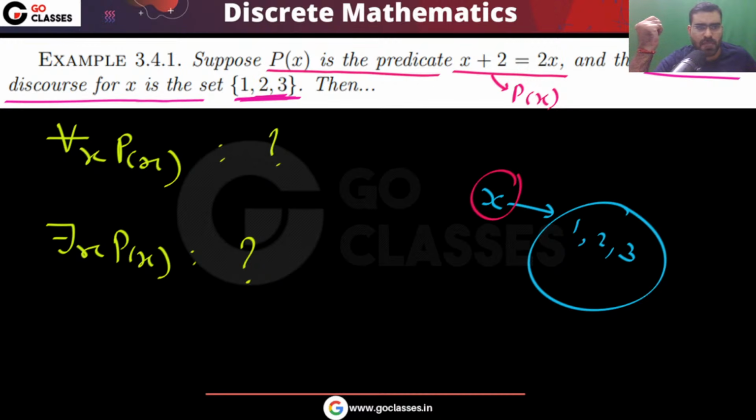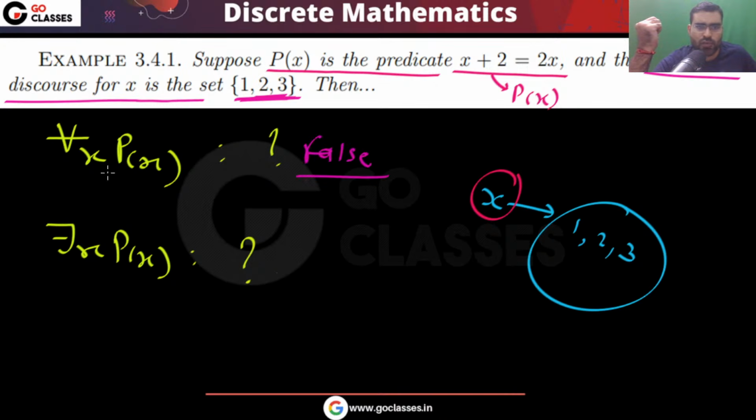Now you tell me what this statement is saying. This is saying for everyone P is true. Means for this P is true, for this P is true, for this P is true. For everyone P is true. But you can see that for everyone P is not true, right? For x equal to 1, this is false. So definitely this will be false. Correct? This is going to be false.